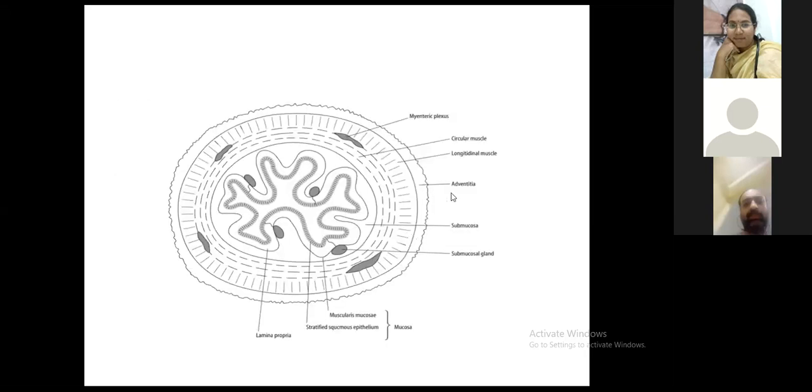In this image, the cross section of the esophagus, we can appreciate the layers of the esophagus as well as the nerve plexus. From inside to outside, it's the lamina propria and muscularis mucosa, then the submucosal layer, the muscular layer, and the adventitia layer.